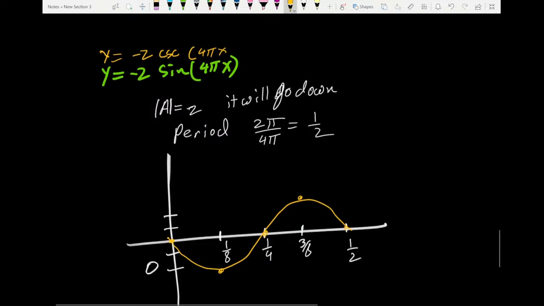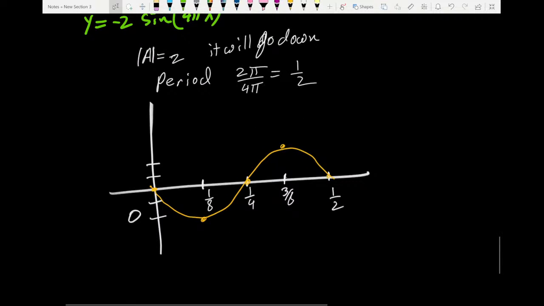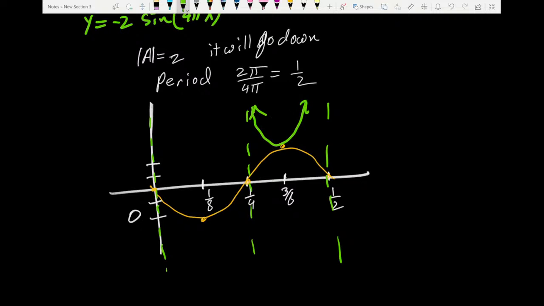What would that graph look like? Well, it's super easy. At the x-intercept, you have the vertical asymptotes. And at the minimum and maximum points of the graph, you get this nice parabola. That's it.